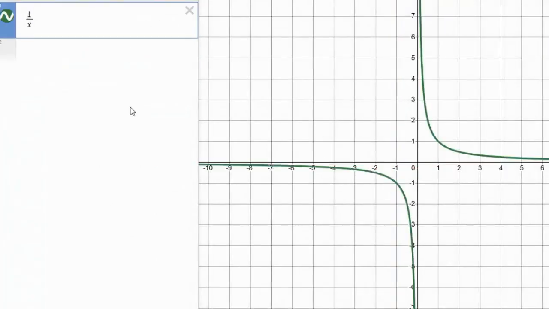1 divided by x. At 1 under x, if x equals 0, that's the asymptote, because that's where the denominator would be 0. So you see right there at the y-axis, it goes way up on the right side, way down on the left side.